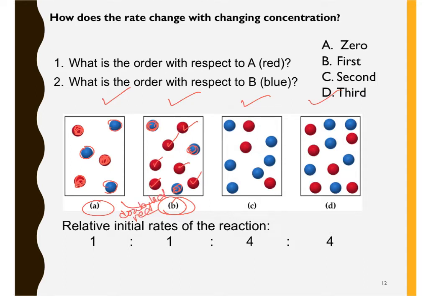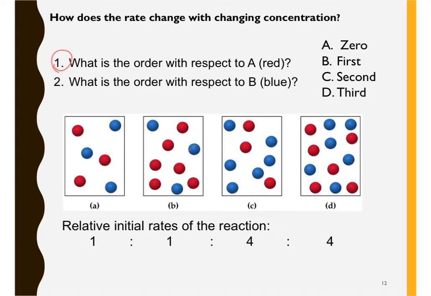All right, so we're starting to talk about the method of initial rates, which is one method used to determine the order of reaction. That's what the exponent is for each of the reactants. So let's do one of these at a time. What is the order with respect to the red reactant? Let me erase some of my scribblings here. What is the order of reaction with respect to the red reactant?